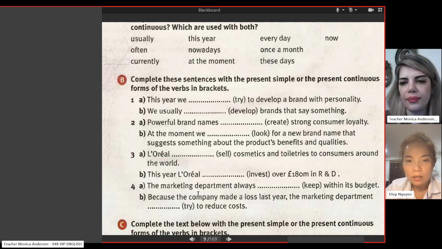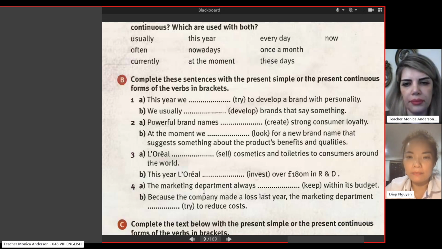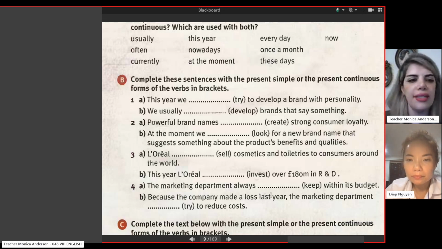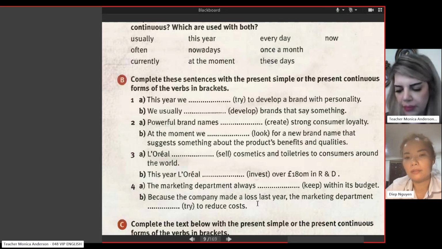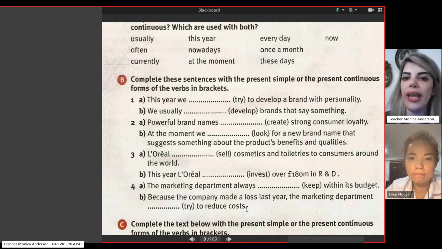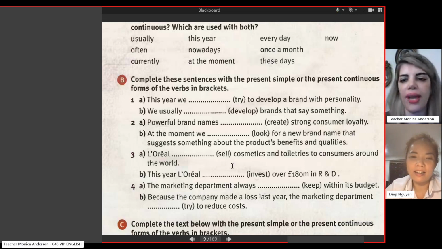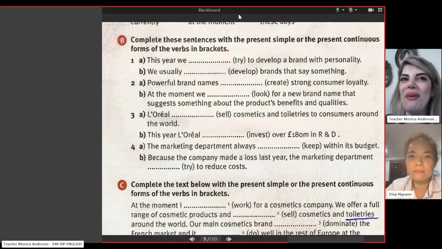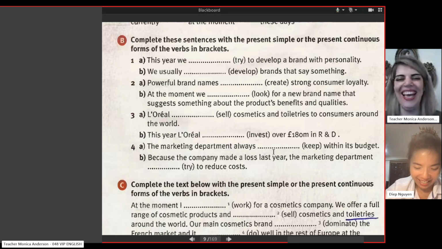Number four, the marketing department always keeps, or keep, of course, because the company made a loss last year. The marketing department trying, of course, very good. Just is trying. Or we can consider the marketing department as plural, so you can say is trying or are trying. Both are correct. I often forgot. That is really important not to forget. It's a part of present continuous, so please don't forget to use it. Okay. Yes, of course.